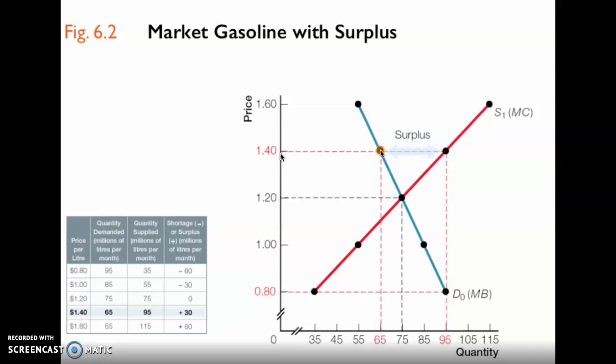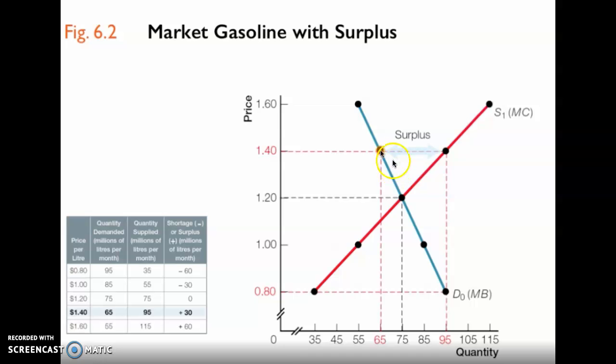Let's look at what happens when we read the demand and supply curves over and down at $1.40. At $1.40, the demand is at 65 million liters, and at $1.40, the supply is at 95 million liters. So we can see that there will be a surplus right here. There's a little light blue arrow indicating that there's a surplus of 30 million liters.